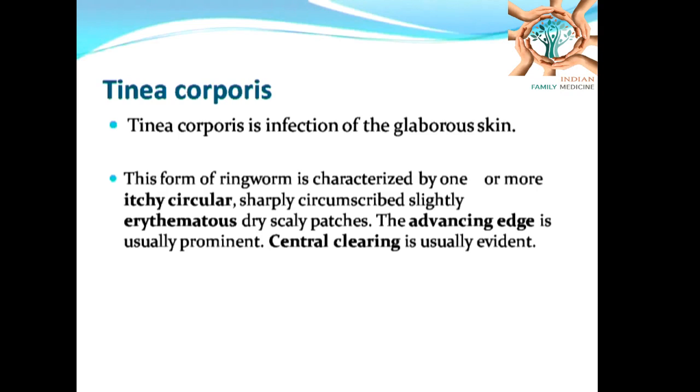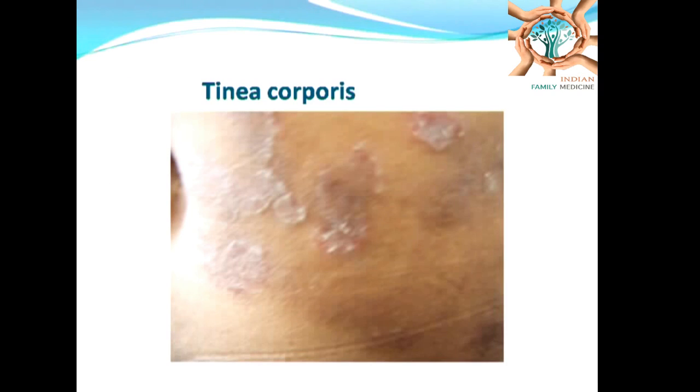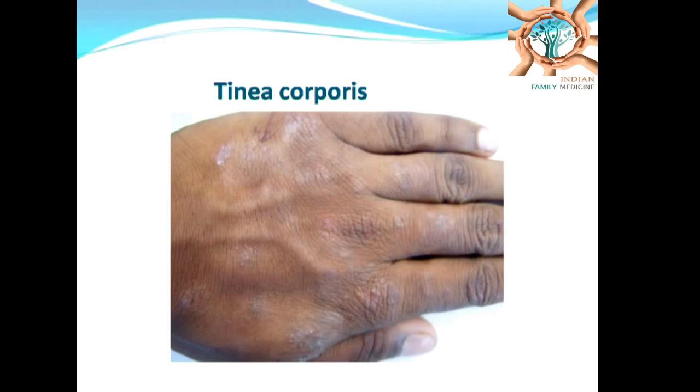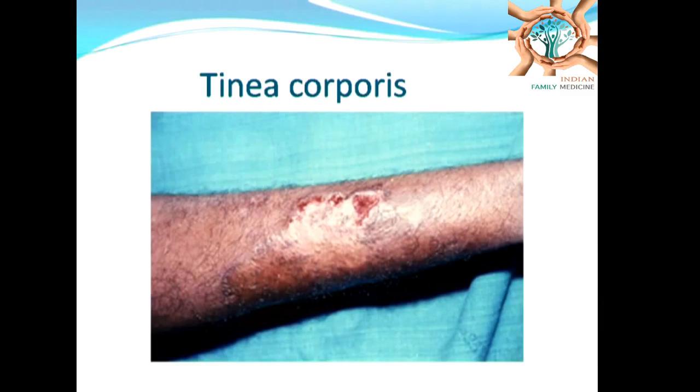Now this is a typical picture of tinea corporis showing all the features I described in the earlier slide. Here again is tinea corporis. Here you can see the scaly margins. Now in this case the tinea corporis is eczematized, which happens when we have an infection with zoophilic fungi. The lesion tends to be very inflammatory then.